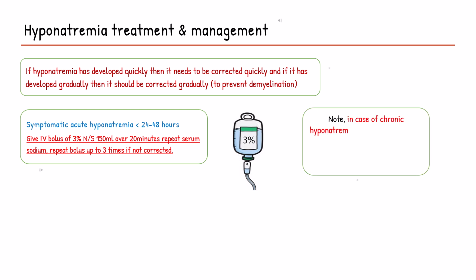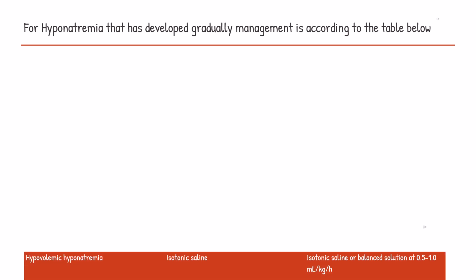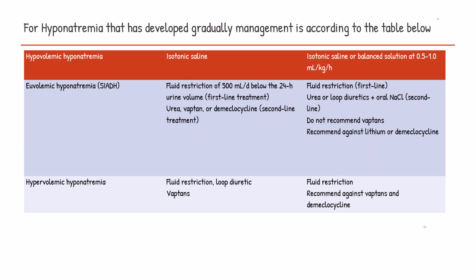Note, in case of chronic hyponatremia serum sodium should not rise above 10 millimoles per liter per day, otherwise there will be a risk of demyelination. For hyponatremia that has developed gradually, management is according to the table below. For hypovolemic, isotonic saline is indicated. For euvolemic, water restriction is advised, and if that does not work, then diuretics or vaptins can be used. And the same goes for hypervolemic, we use diuretics and water restriction.